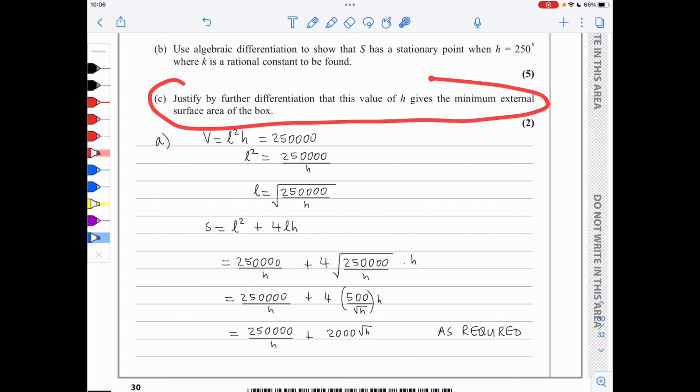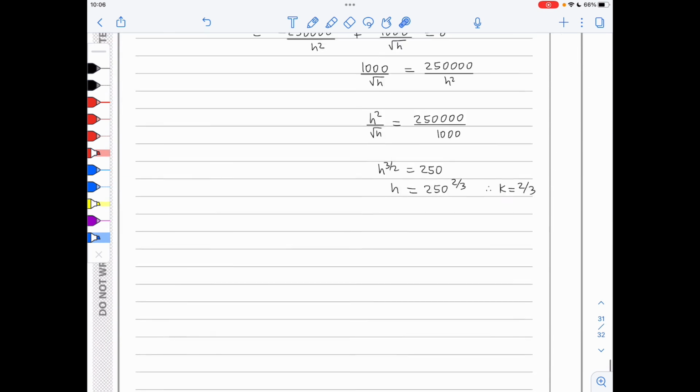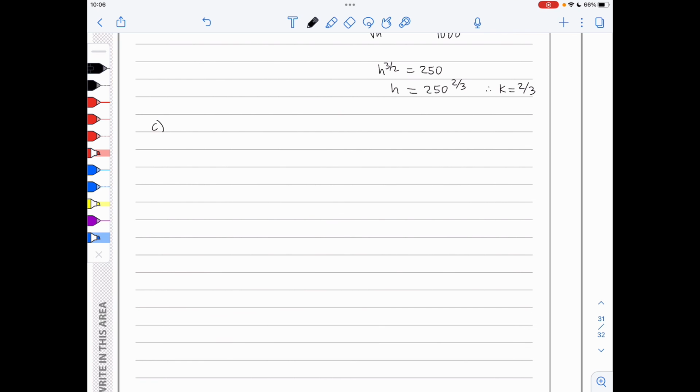In part C, we're being asked to justify by further differentiation that the value for h we have obtained gives the minimum external surface area of the box. So we will start by finding the second derivative, that will be d2S by dh squared, which is negative 250,000 times minus 2h to the negative 3 plus 1,000 times minus a half times h to the minus 3 over 2, which gives me 500,000 over h cubed minus 500 over h to the 3 over 2.